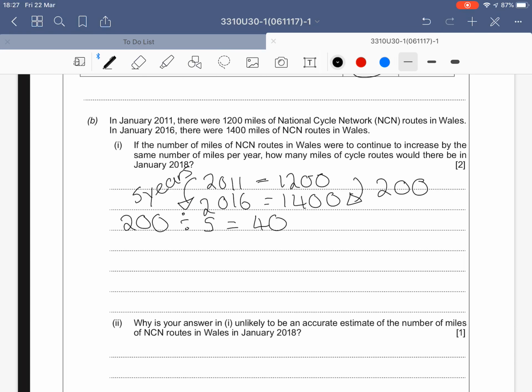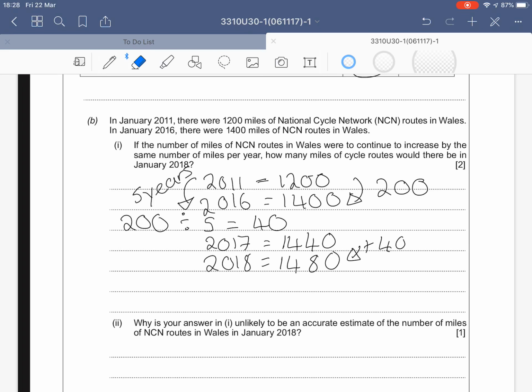So we want 2018. In 2016 it is 1,400. In 2017, add a 40: 1,440. 2018, add an extra 40 to get 1,480. So that is my answer.